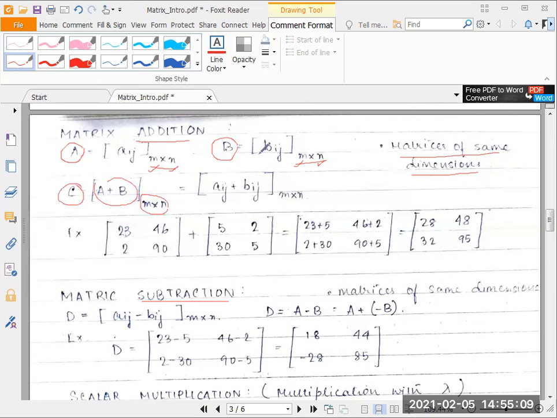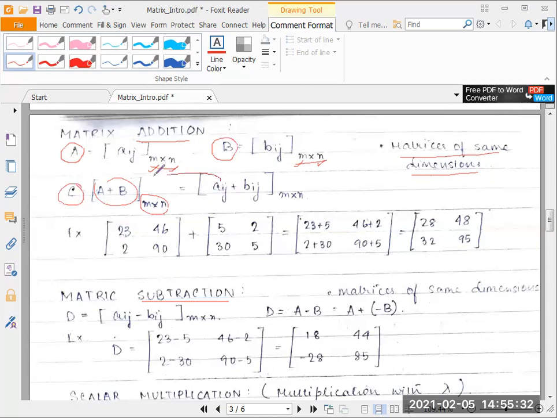So if A and B are both matrices of m cross n, then the addition of these two matrices will also be of the dimension m cross n. That is why we need to ensure that these two matrices are of the same order. That's one reason. And the other reason is we'll be adding each corresponding element of the A matrix and the B matrix.